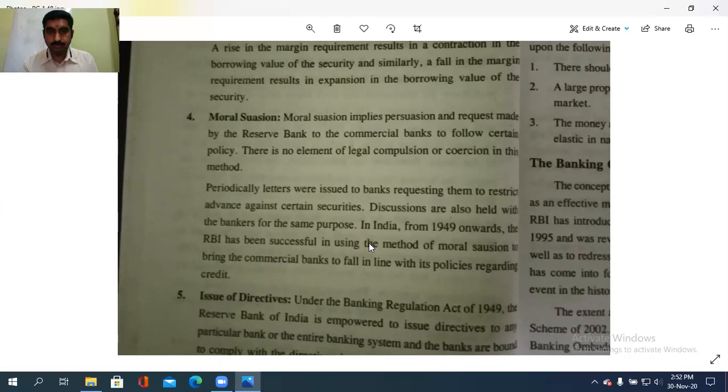Some moral consent or request is made by the RBI to the commercial banks. That is called moral suasion. So another term is moral suasion. It implies the persuasion and request made by the Reserve Bank to the commercial banks to follow certain policies. Clear? So that is the case, moral suasion.